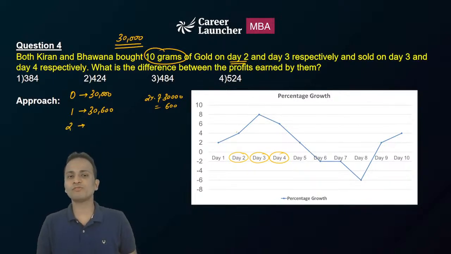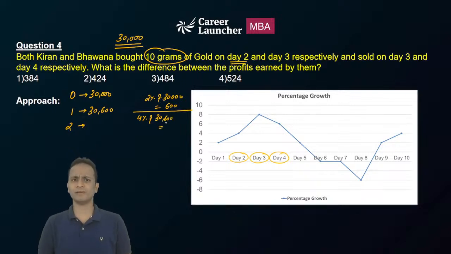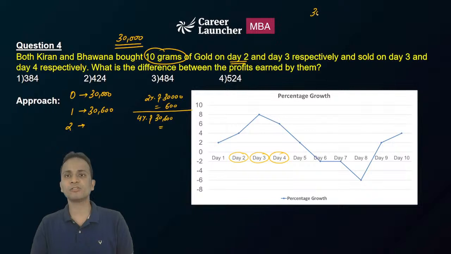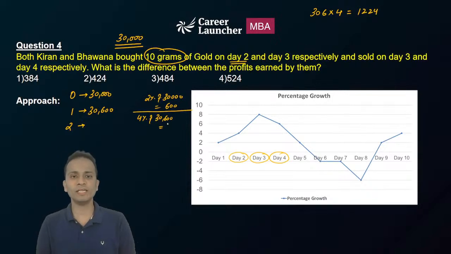On day two, the price further increased by 4%. So 4% of what? 4% of 30,600. Fine. अब कैलकुलेशन कैसे करें? 30,600 का मुझे 4% कैलकुलेट करना है. तो 1% कितना होता है? Look at the top. 1% is 306. So 4% will be 306 multiplied by 4. Okay, so it will be 1224. So the price will increase by 1224.